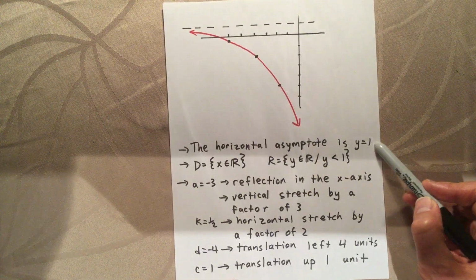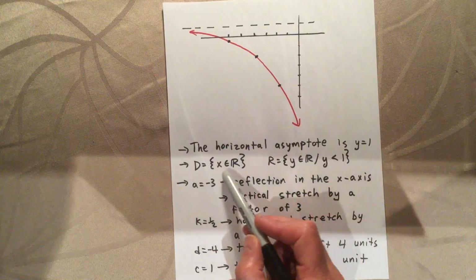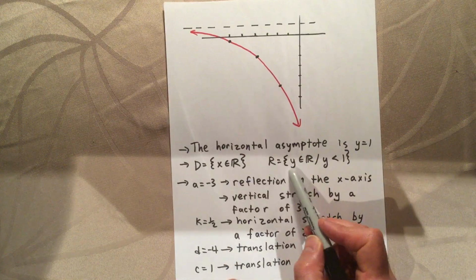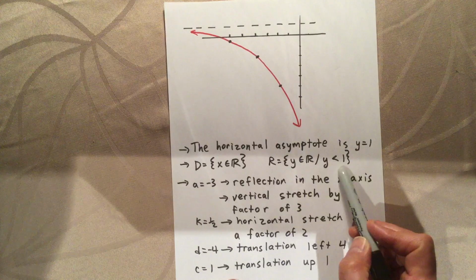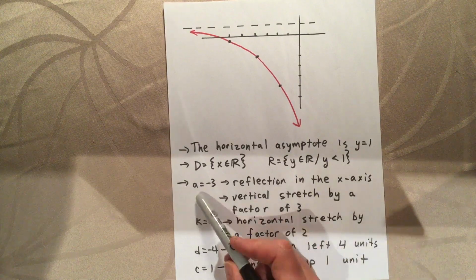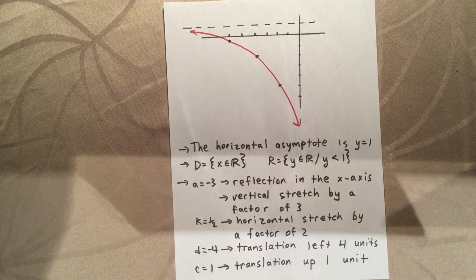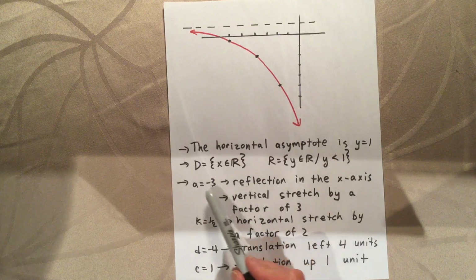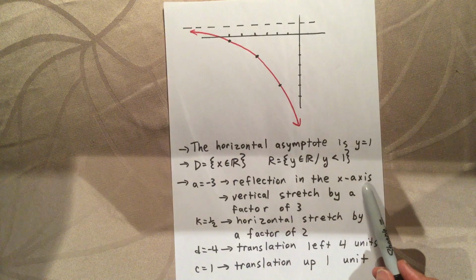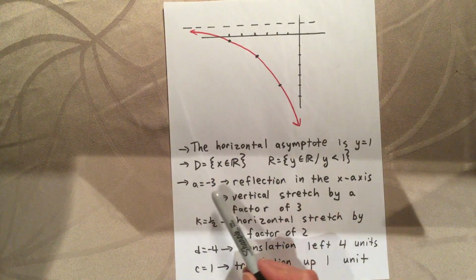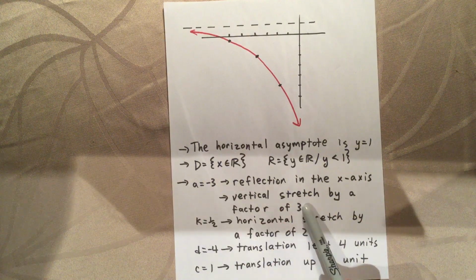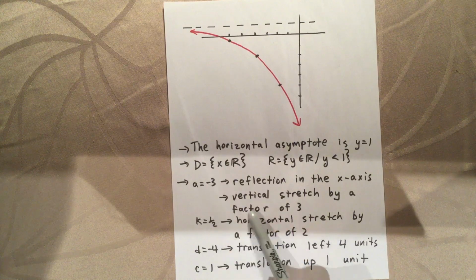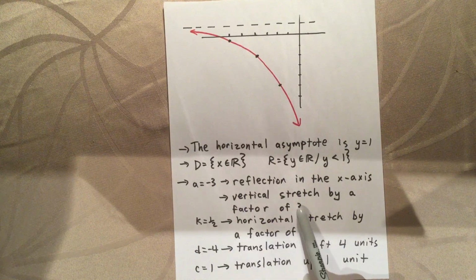So the horizontal asymptote is y equals 1. The domain is x element of the reals. The range is y element of the reals such that y is less than 1. And then we can state our transformations like we did in previous units. We have a equals -3, so that means since it's a negative value, we have a reflection in the x-axis, and we have a vertical stretch by a factor of 3. We take the magnitude of that, vertical stretch by a factor of that.